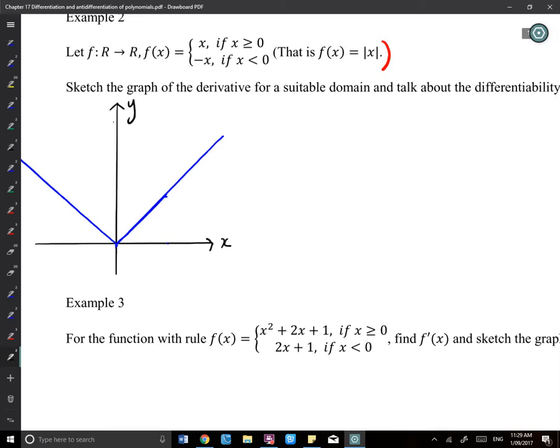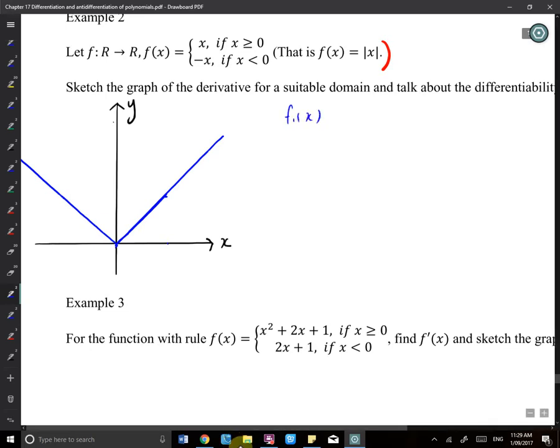First of all, 0 is the connection point, and there are no endpoints, and the graph is connected. So I will say f1(x) equals x, f2(x) equals negative x. So f1(0) equals 0, f2(0) equals 0 as well. That tells us it is connected, so I will say it's continuous.